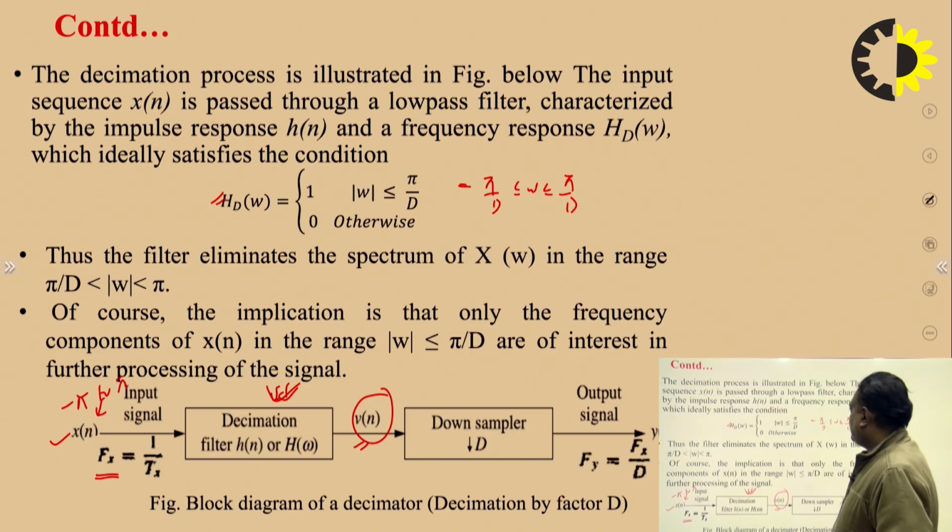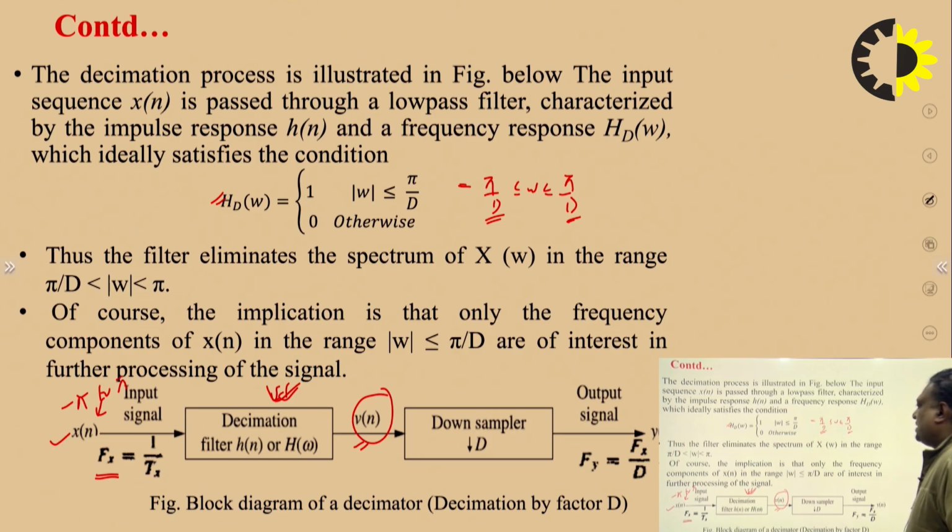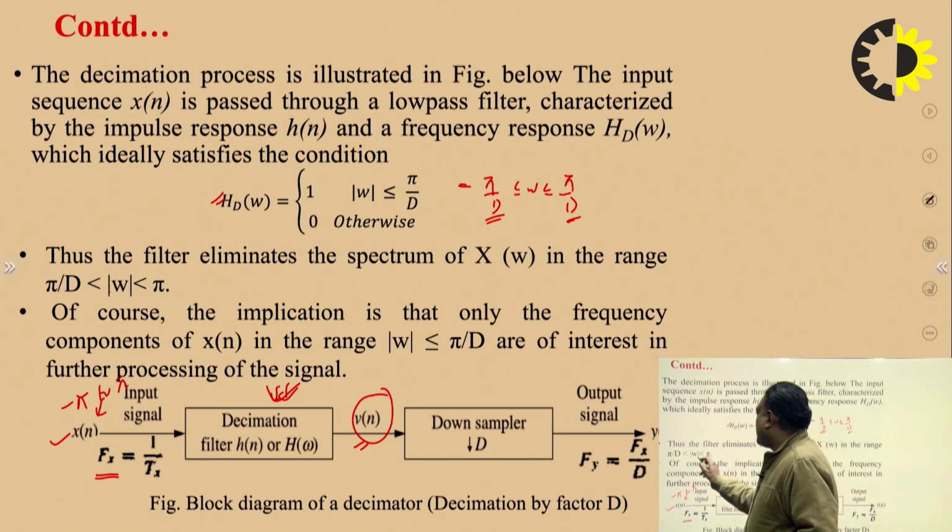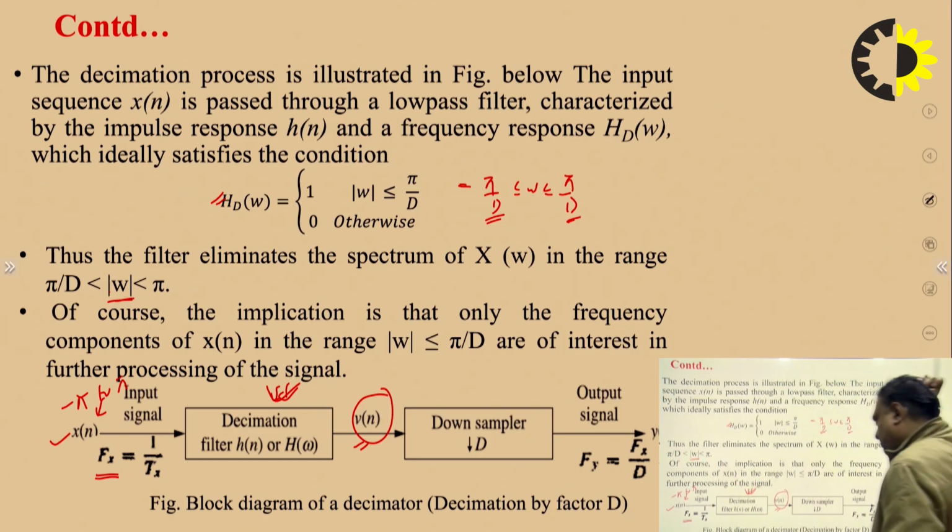We get a signal with frequency from minus pi by d to pi by d. Thus the filter eliminates the spectrum of X(omega) in the range minus pi to minus pi by d and pi by d to pi, because of this mod omega condition. Of course, the implication is that only the frequency components of x[n] in the range mod omega less than pi by d are of interest in further processing of the signal. You can see this diagram.